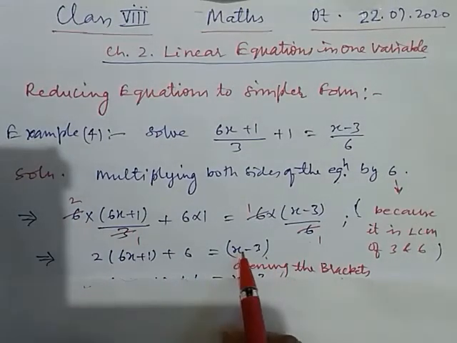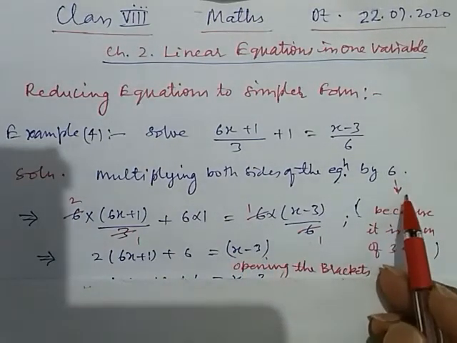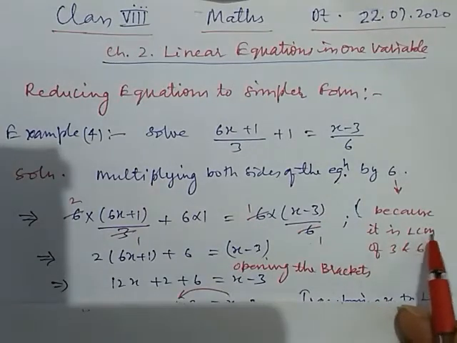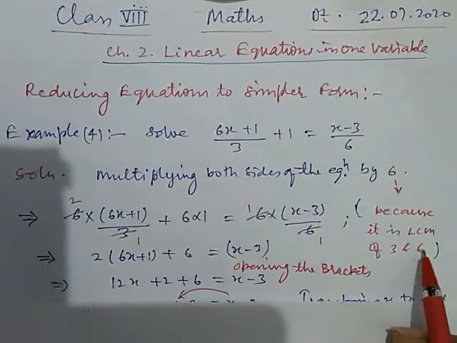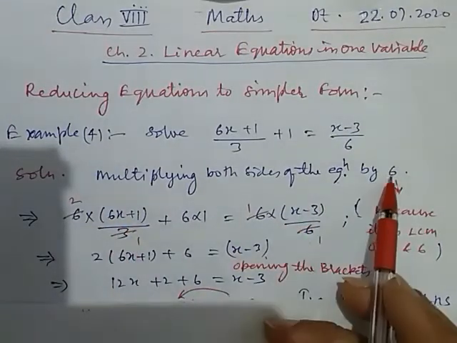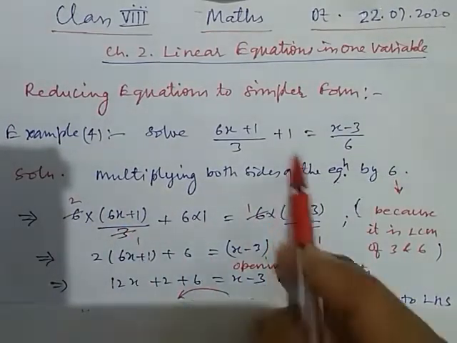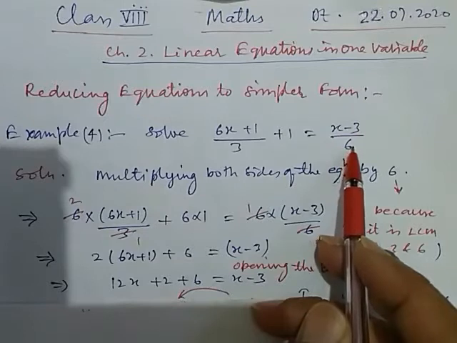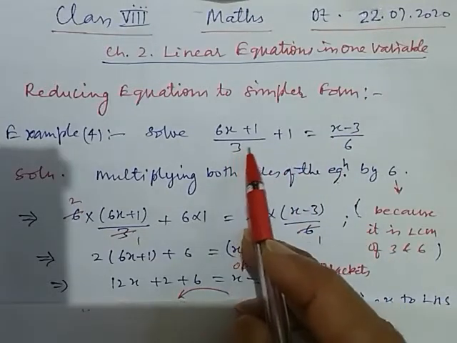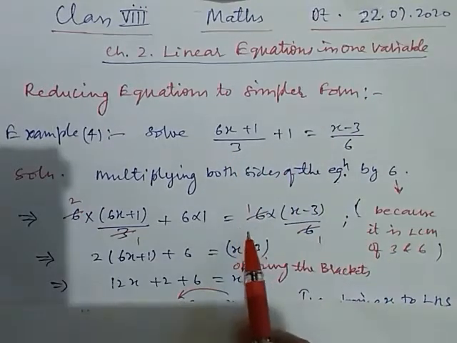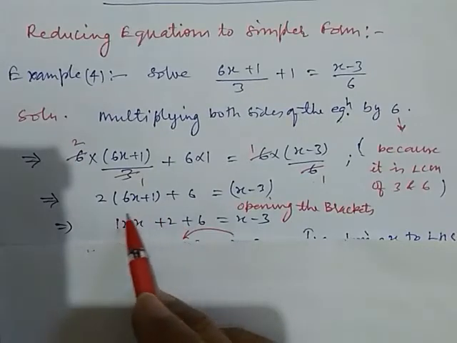Okay, and how do we perform this? Because the LCM of 3 and 6 is 6, we multiply by 6 on both sides. If both the numbers are the same, then we multiply by that number only. Okay, so remember this thing. Now we solve this equation.